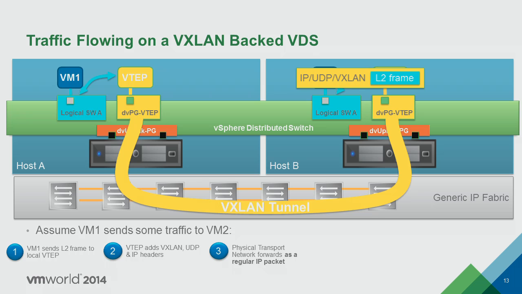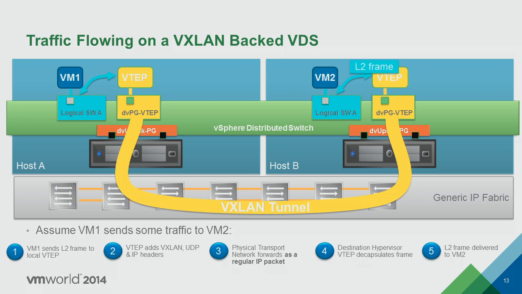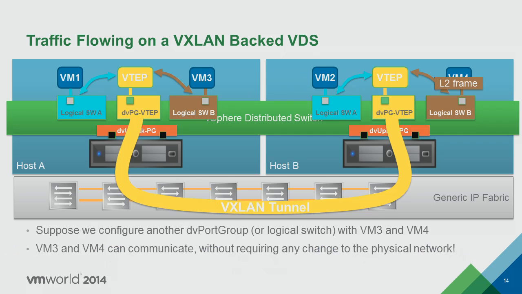The VTEP on host B is decapsulating this frame, and voila, it gets forwarded to VM2 on the other host. The beauty of this, of course, is that in my logical infrastructure, if I create a new logical switch, my brown logical switch, what used to be DV port group B, it's logical switch B here. Well, everything works the same.